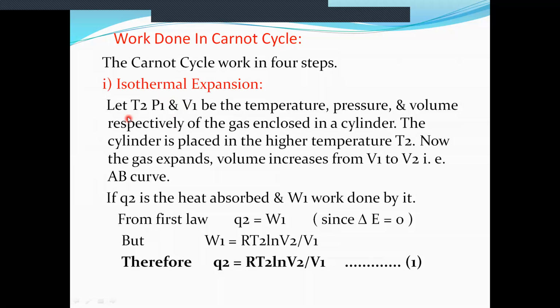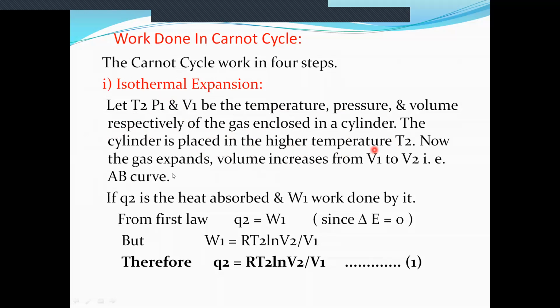Now for isothermal expansion, let T2, P1 and V1 be the temperature, pressure and volume respectively of the gas enclosed in a cylinder. That is, T2 is the temperature, P1 is the pressure, V1 is the volume of a gas enclosed in a cylinder. Now the cylinder is placed in the higher temperature T2.